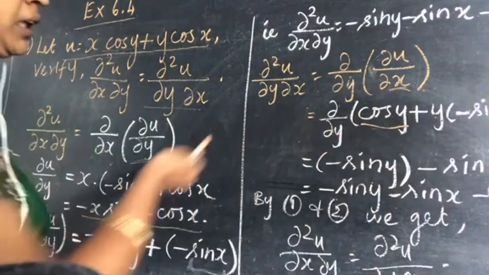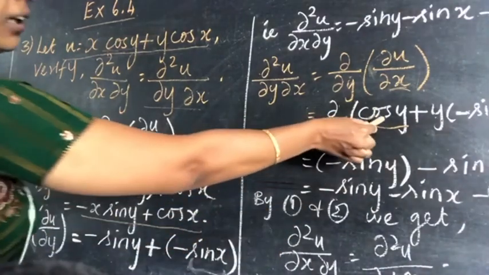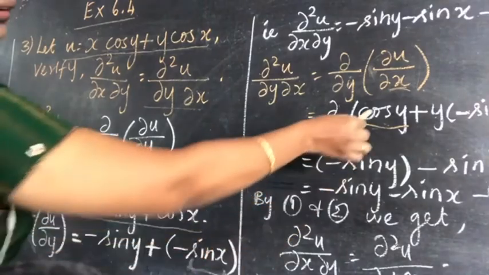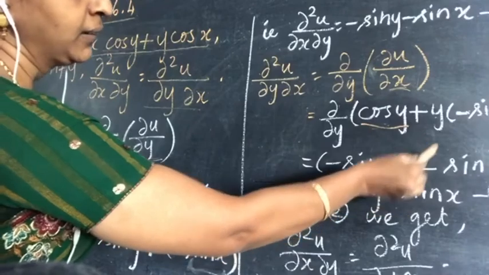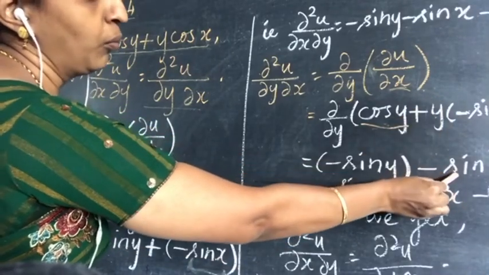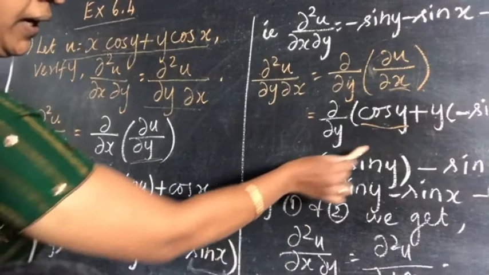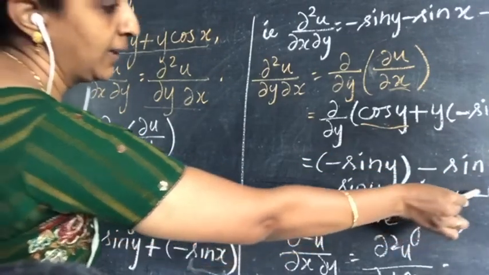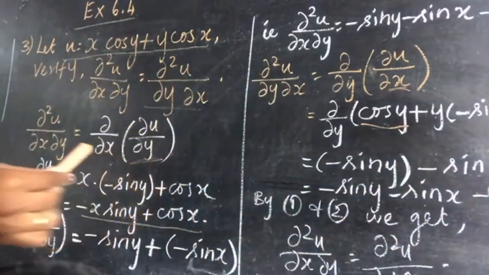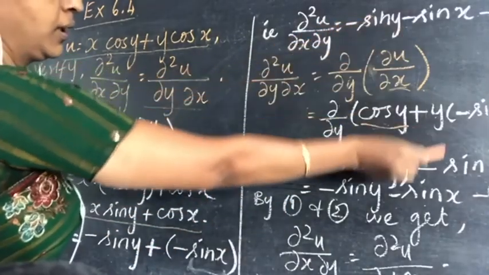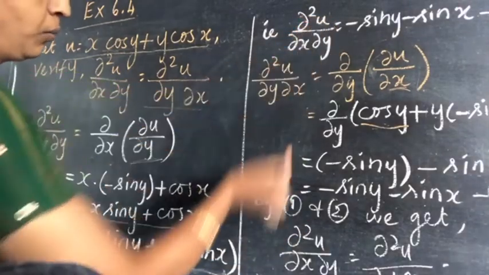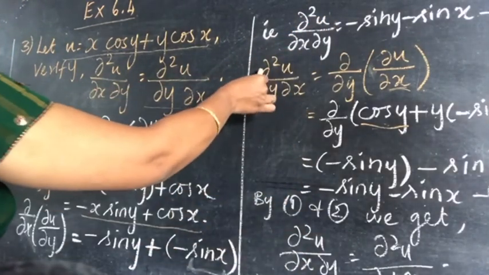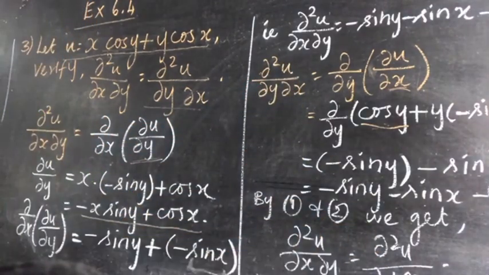So, while differentiating partially with respect to y, cos y will become minus sin y. The differentiation of cos is minus sin. So, minus sin y. Here minus, while differentiating y, it will become 1. So, it is minus sin x. So, minus sin y minus sin x, that is our equation 2, that is ∂²u/∂y∂x. So, look at this, our equations 1 and 2 are equal, that is ∂²u/∂x∂y is equal to ∂²u/∂y∂x, and that is the thing we need to prove.